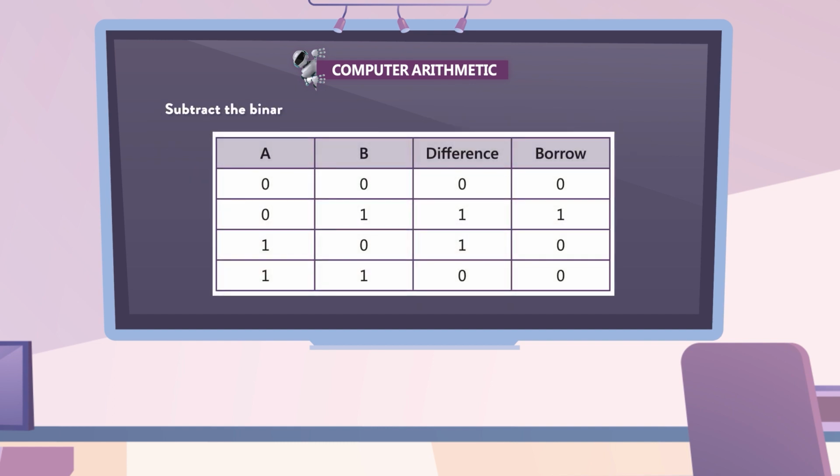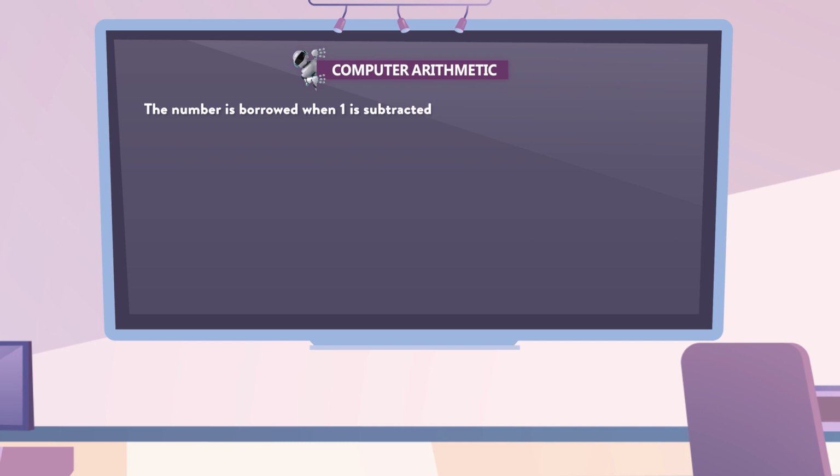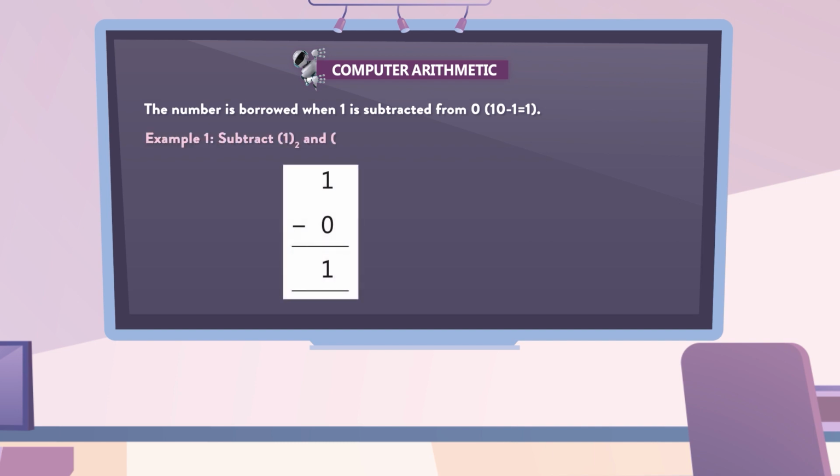On the other hand, the rules to subtract binary numbers are as follows. The number is borrowed when 1 is subtracted from 0. 10 minus 1 is equal to 1. An example for this is to subtract 1 base 2 and 0 base 2.